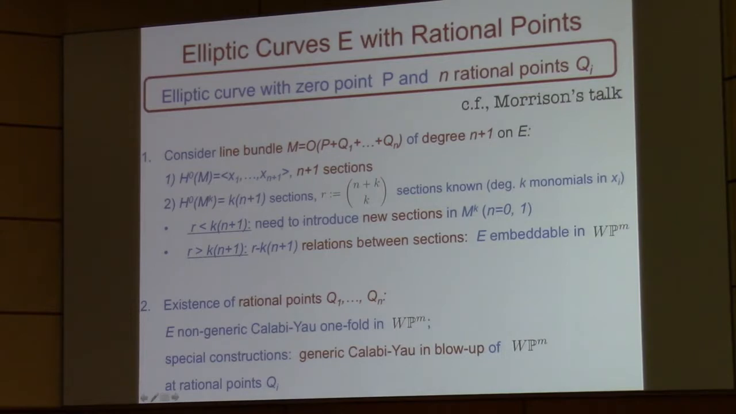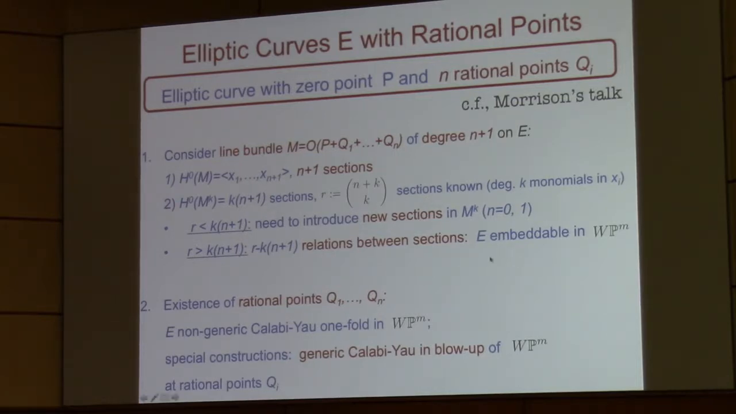would introduce new sections. It's only once we go beyond n equal 1, namely Mordell-Weil rank 2 or higher, that as we go to higher powers, there is an actual relation between those sections. So due to these additional relations, the natural way of constructing an elliptic curve with n additional sections, namely n bigger than 1, would typically be embeddable as a constraint in a weighted projective space.